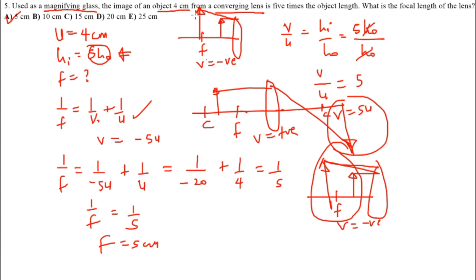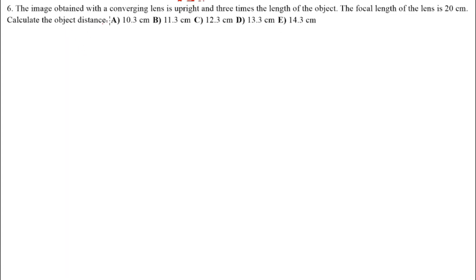But for this question, if you consider the first scenario, the answer will not be in the options. The two answers cannot be in the options. So we just have the one in the options where v is negative. If you use v as positive, your answer will not be found in the options. That means they didn't consider this particular scenario. So this scenario is very important and very common. The image obtained with a converging lens is upright. When a converging lens produces an upright or erect image, the image is always virtual, and of course the image distance is always negative.